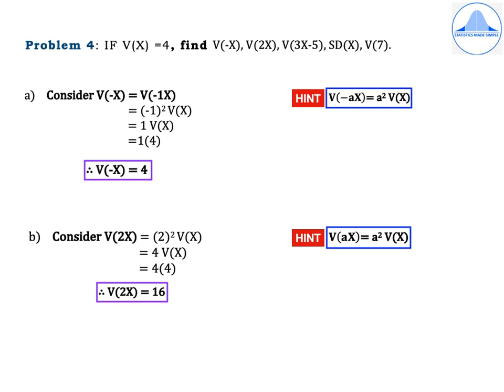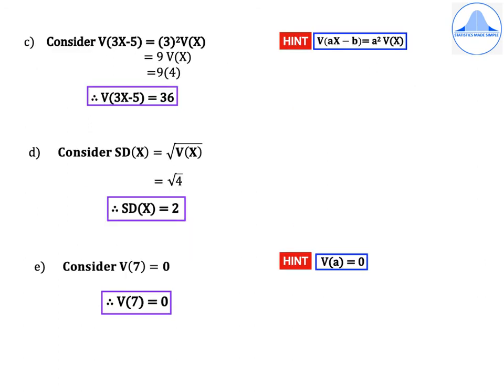Second subdivision, consider variance of 2x. Using the hint, you get 2 square V of x, which is equal to 4 into variance of x, which is equal to 4 into 4. Therefore, variance of 2x is equal to 16. Third subdivision, consider variance of 3x minus 5. Again, use the hint given at the side. So you get 3 square V of x, which is 9 into V of x, which is equal to 9 into 4. Therefore, variance of 3x minus 5 is equal to 36.